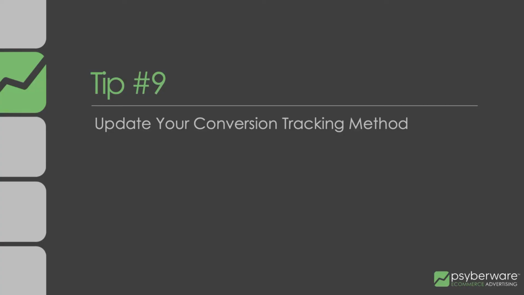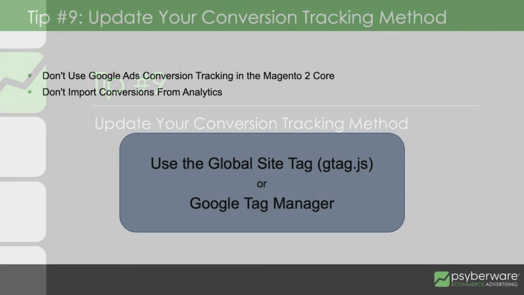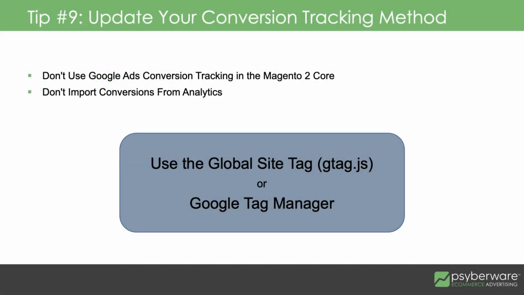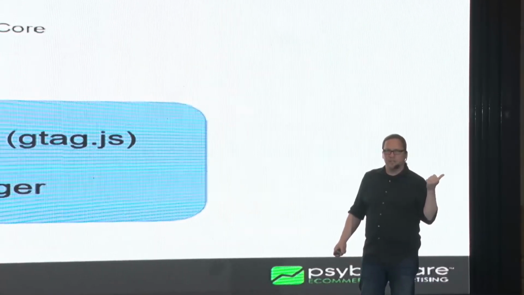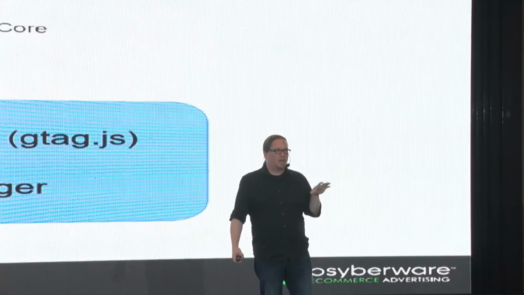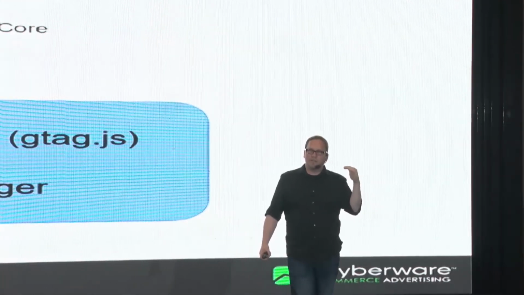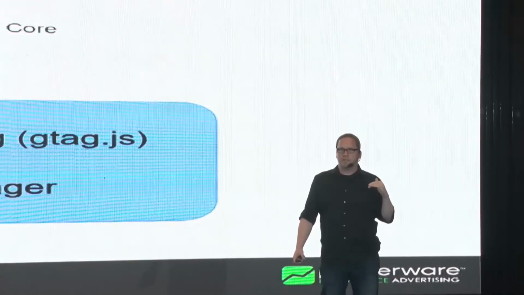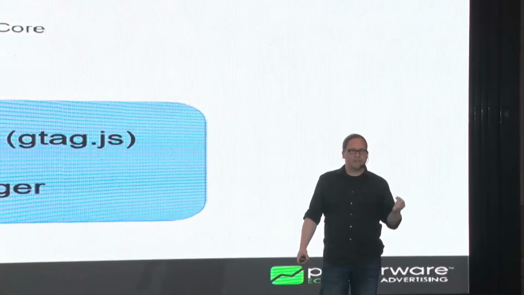Tip number 9 is to update your conversion tracking method. 2 quick points. A lot of people pull in conversion data from analytics. First of all, UA is going away in a year, so analytics is changing. You might want to eliminate that dependency. But also, issues with analytics pop up a lot in conversion tracking, and it'll often record fewer conversions than if you're recording conversion tracking directly to Google Ads.